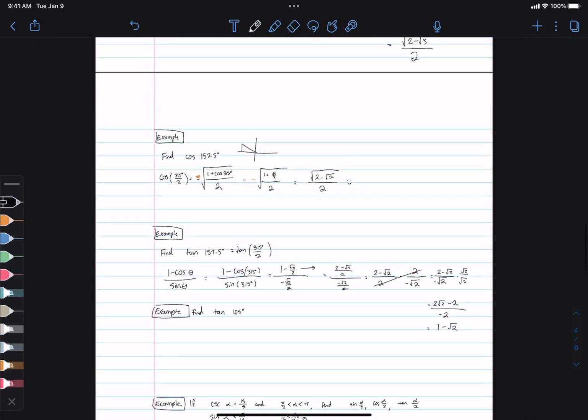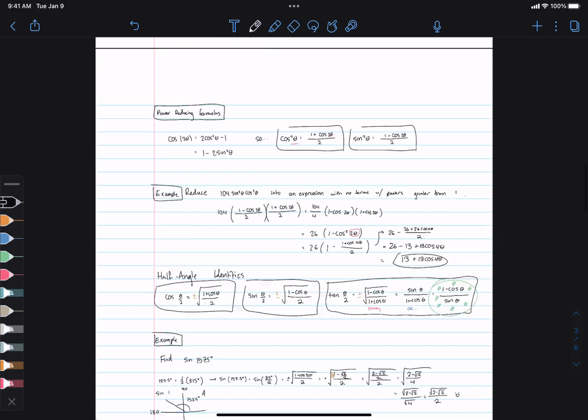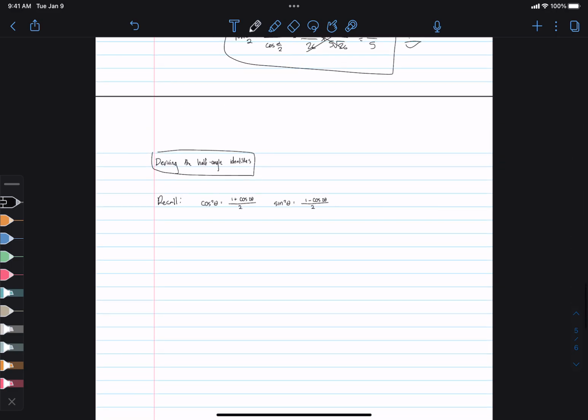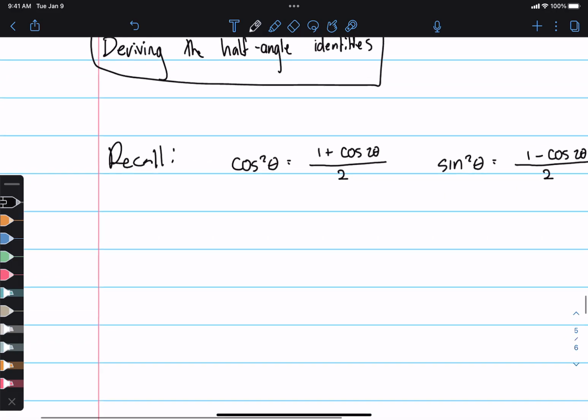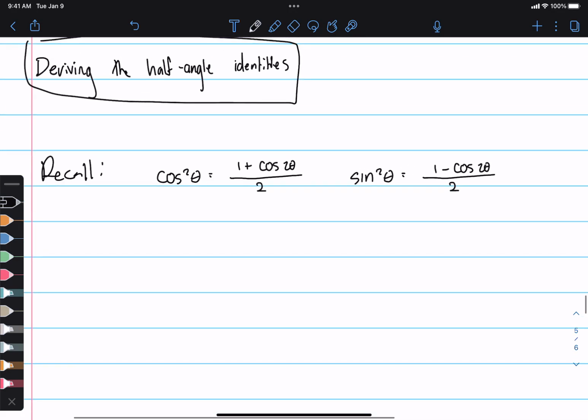So that wraps it up for the content of this section. And as a last thing, I'm going to be kind of deriving the half-angle identities. So recall that the cosine squared of theta is 1 plus the cosine of 2 theta over 2, and that the sine squared of theta is 1 minus cosine of 2 theta all over 2. And we got these from the power reducing identities, right? And we got the power reducing identities from the double angle identities, right?